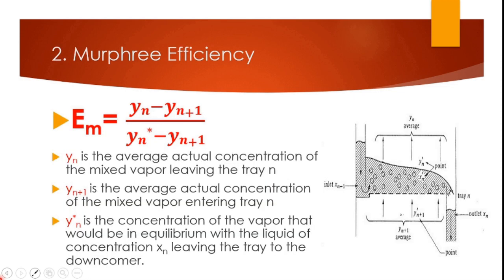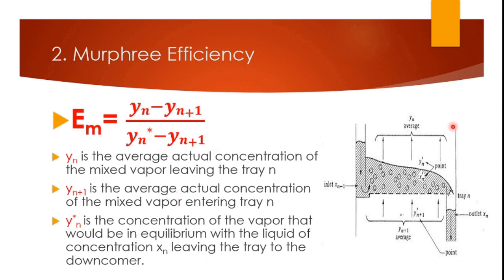Now the most important efficiency, I think, from interview and even practical perspectives, the Murphy tray efficiency, is denoted as E sub m, and it is given by (y sub n minus y sub n plus 1) divided by (y of n star minus y of n plus 1), where y of n star is the equilibrium value. Now what are these terms?